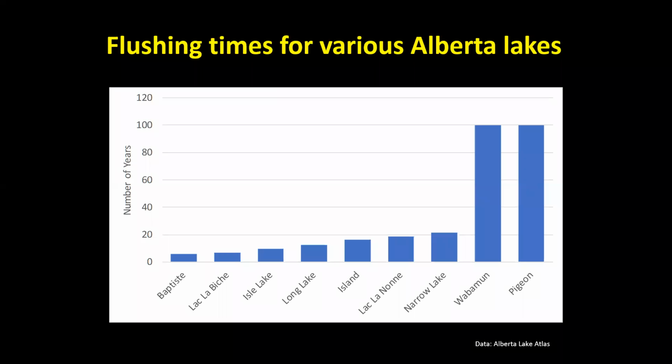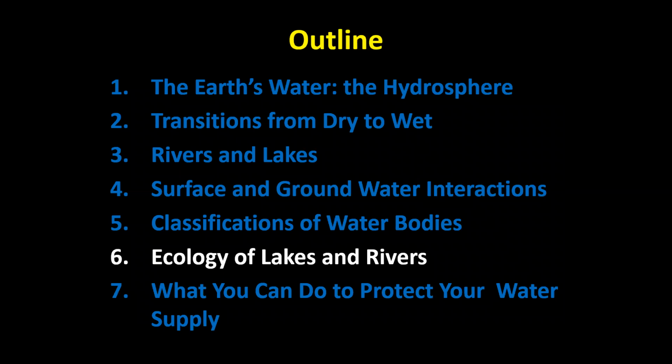So these are lakes from Alberta. They vary in their flushing time. So the Baptiste Lake has less than 10 years of flushing time, while Pigeon Lake on the right is more of a century. So lakes in various areas vary with their flushing time. And that is the end of this part. We will then go on to the next one.